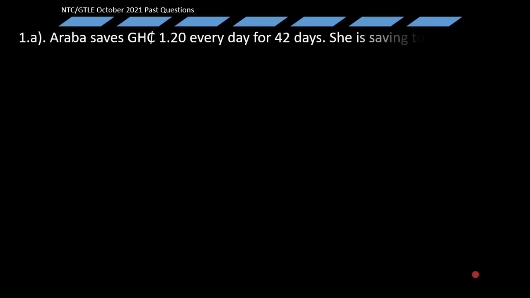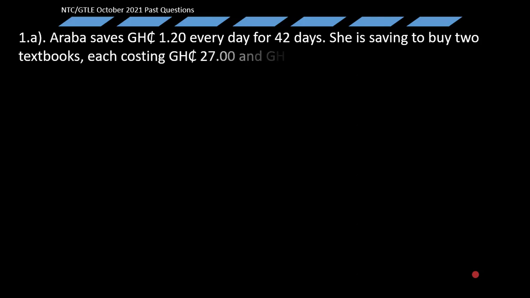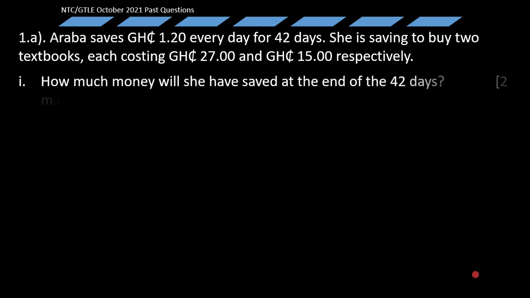Let's proceed further. Now, Araba saves 1 cedis 20 pesos every day for 42 days. She is saving to buy 2 textbooks, each costing 27 Ghana cedis and 15 Ghana cedis respectively. How much money will she have saved at the end of the 42 days? That was for 2 marks.